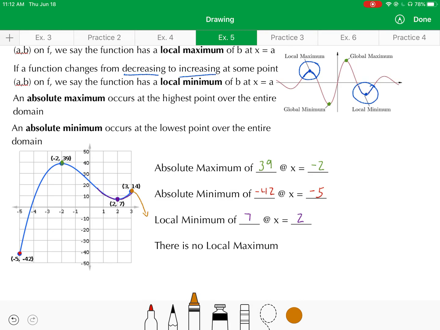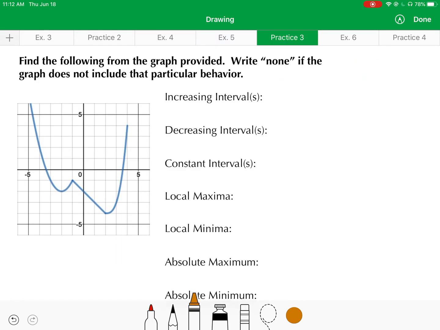Okay? All right, now it's your turn to practice. Giving you a graph here. You are going to use it to identify all the different intervals and extrema here. Extrema is just a generalized term for local maximums and minimums, absolute maximums and minimums. Okay, so work through this yourself as you pause the video, and then you can come back and check your work with mine.